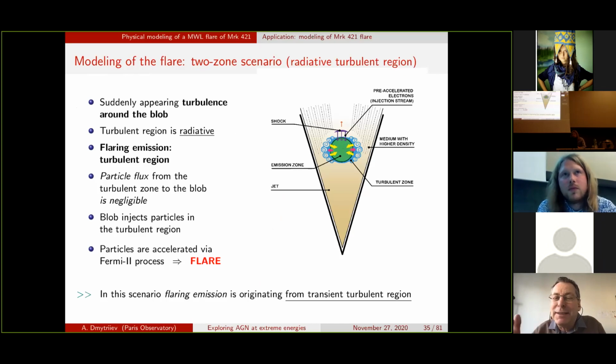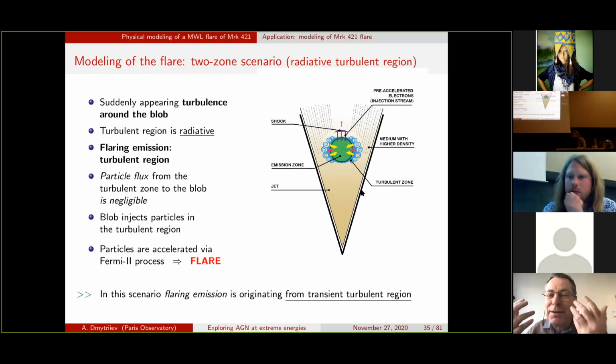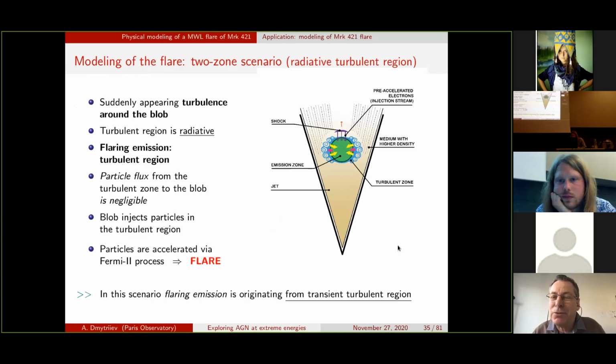Yeah. Just take this picture and just imagine the opposite. What you call the blob is actually the outer region, and what is the active region is the inner region. Would it change your model a lot, or is it totally excluded? Because it's just a question of where you put the regions. If what you call the blob would be the outer jet, and the active region would be the inner region, is it possible to imagine that, or totally impossible?